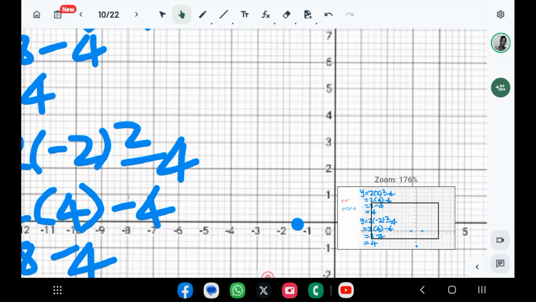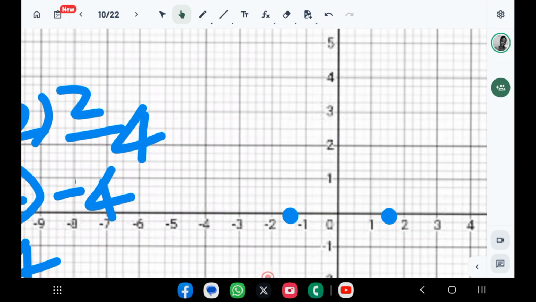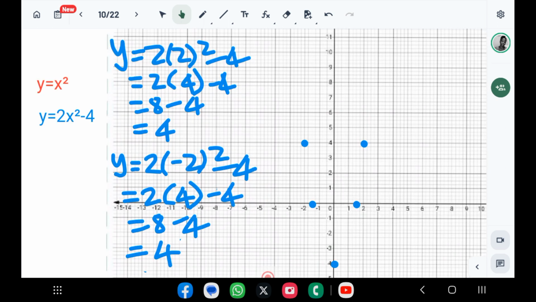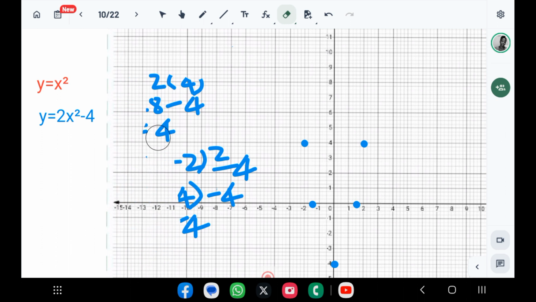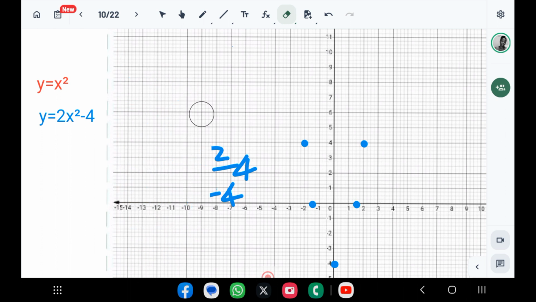Let's plot that point. When x equals 2, our y value, and at negative 2, our y value is 4. So that's the point there, and that's the point on the other side. Alright, now before we plot this graph, let's plot the other graph of y equals x squared, the basic one, so we can compare it with this new one.